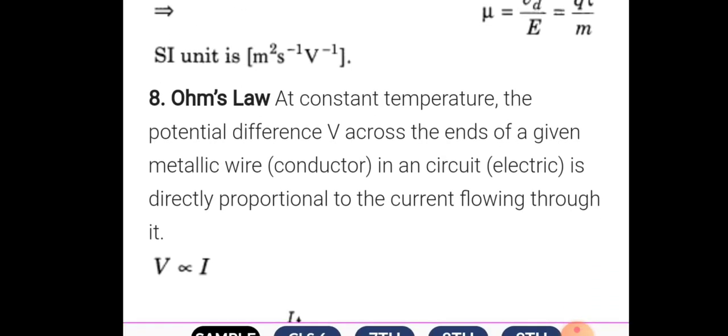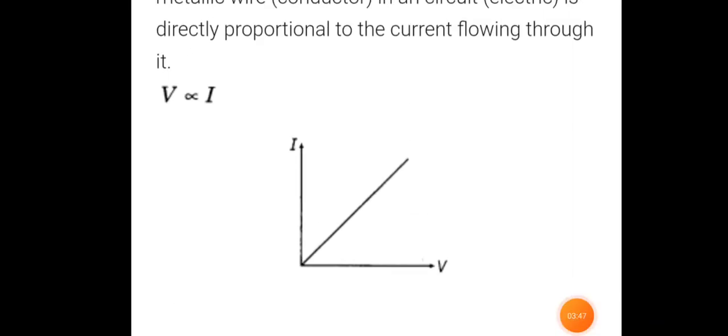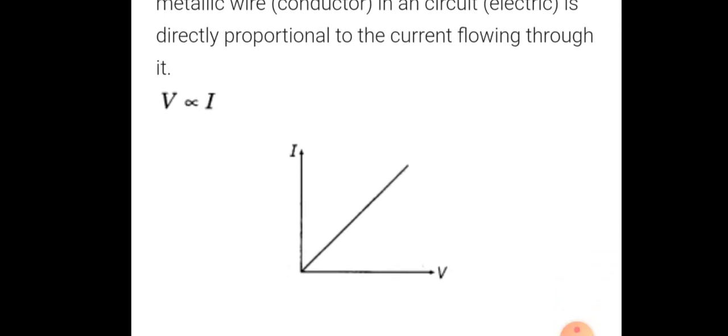Ohm's law: at constant temperature, the potential difference V across the ends of a given metallic wire in an electric circuit is directly proportional to the current flowing through it. V is proportional to I.